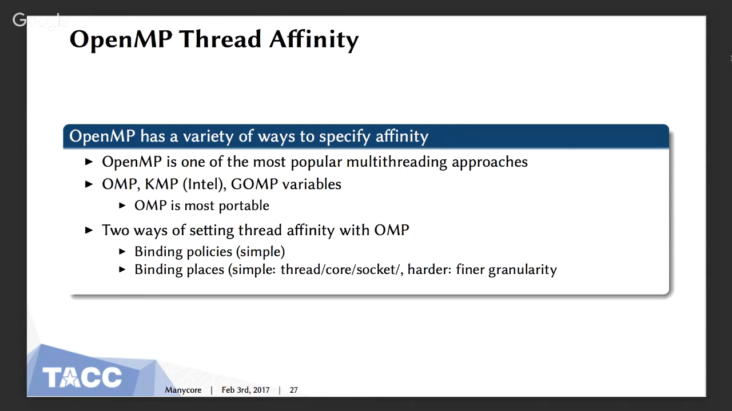As I mentioned, OpenMP has different ways to specify these affinities. We bring up OpenMP a lot because it's one of the most common ways to achieve parallelism within a node, within a multi-threading paradigm. OpenMP, Intel, and GNU have their own environment variables that can be set, but I would say OpenMP is really the most portable one. It'll work regardless of which compiler you use to build your code. There are 2 main ways to set thread affinity with OpenMP. The first one is called binding policies, which is a simple general approach. Then you can use binding places, which can be simple, and can also be harder if you're trying to get finer granularity. You'll see examples of this in the lab.